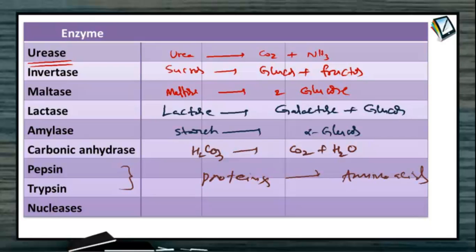Nuclease. This nuclease is a very useful enzyme to convert DNA or RNA to its primary units, that is nucleotides. In the presence of nuclease as an enzyme, DNA and RNA are converted to nucleotides. Already you know that DNA and RNA are polymers of nucleotides. In the presence of nuclease as an enzyme, they are converted to their nucleotides.